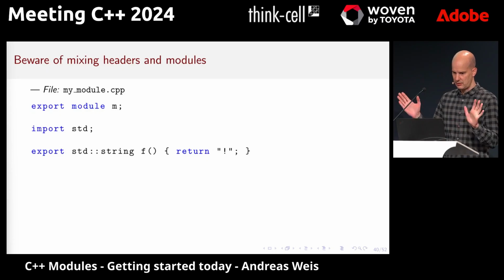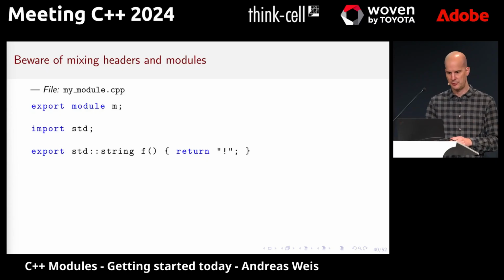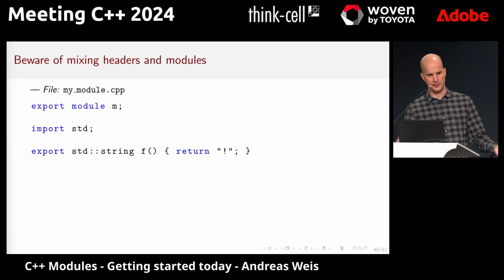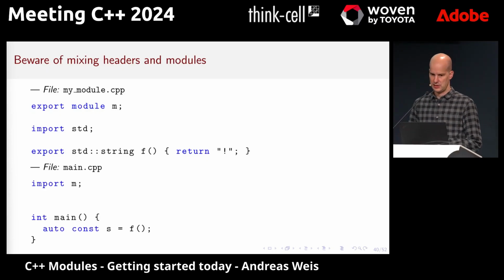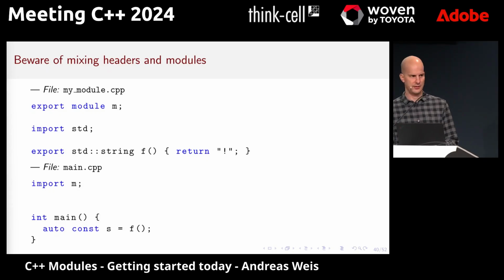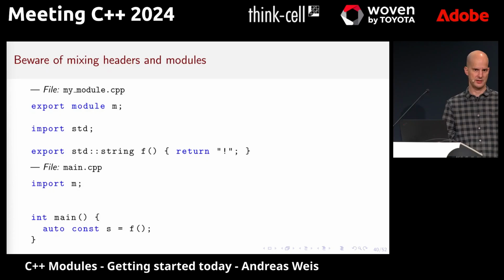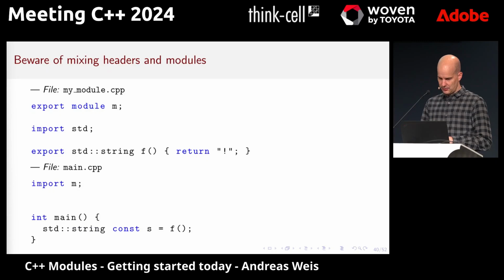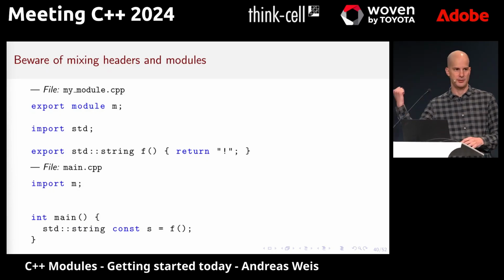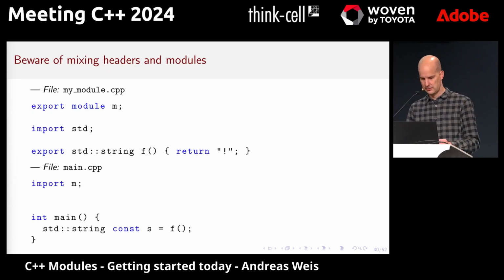So, for example, let's say I have a module like this, which imports the standard library as a module. It exports a function that returns a string. If I import this module, I have the issue that we saw before, where I can call the function and I can catch the return type, but I cannot name it, right? Because the name std::string was not exported by my module. So this code won't compile because main will not know the name std::string. It will just say undeclared identifier or something like this.